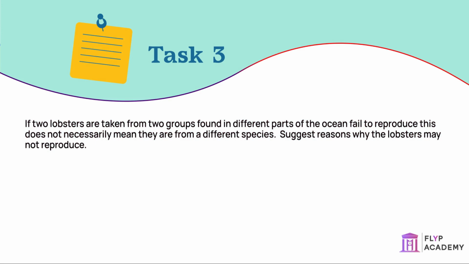The lobsters may not reproduce as they have been placed in an artificial environment away from their natural home. They may also be the same sex or not like each other. Lobsters may also have a breeding season, so it may be the wrong time of year for them to breed, or they could not have reached sexual maturity.